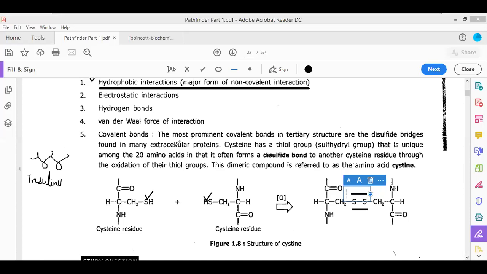Okay, now you can also look here. Can you recognize this structure? The Y-shaped structure. This Y-shaped structure is of which molecule? Which molecule has a Y-shaped structure in the biological world? Of course, antibodies. Antibodies have a Y-shaped structure. Can you tell me how many disulfide bonds are present in an antibody?